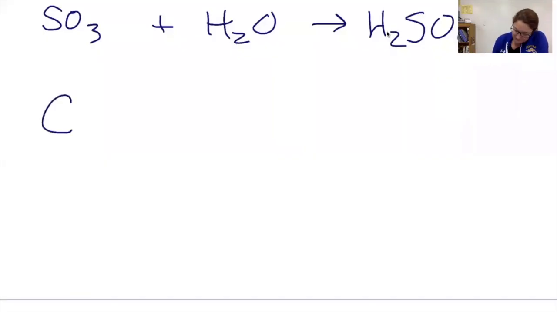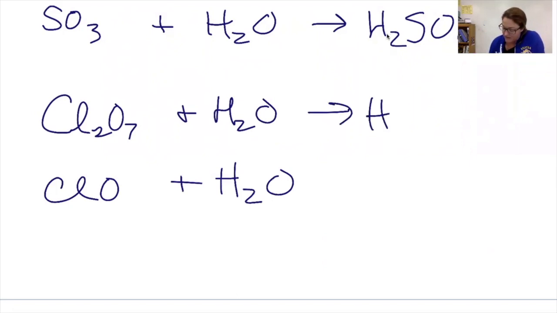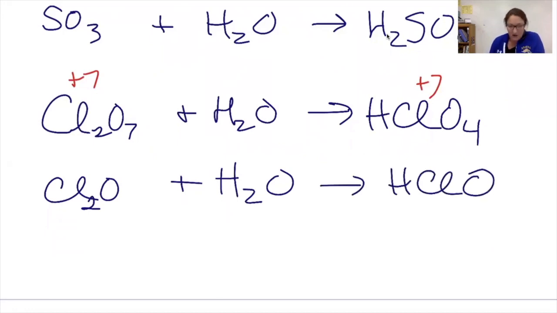Our last two, Cl2O7 plus water and Cl2O plus water. Cl2O7 plus water is going to form HClO4. And if I want to verify oxidation states, figure it out. In here it's a +7, in here it's a +7. Cl2O plus water is going to form HClO. Chlorine has an oxidation state of +1 on each side. I didn't balance these reactions, but I'm sure you're capable of balancing the reactions.